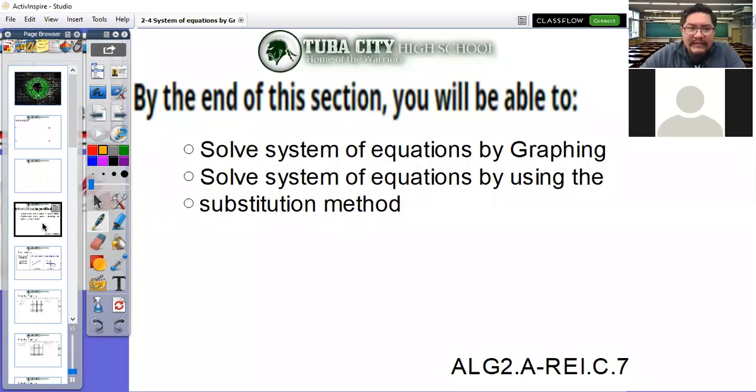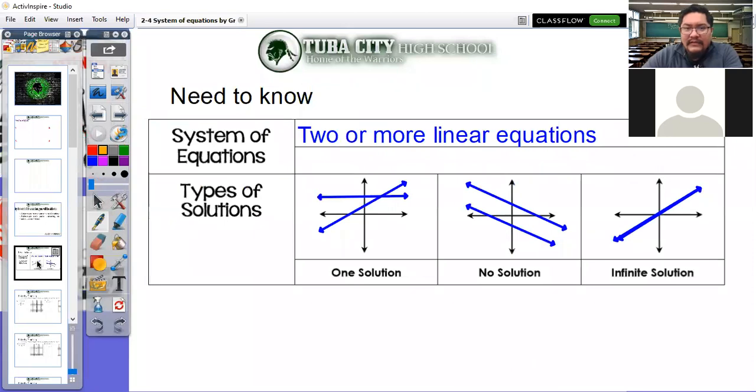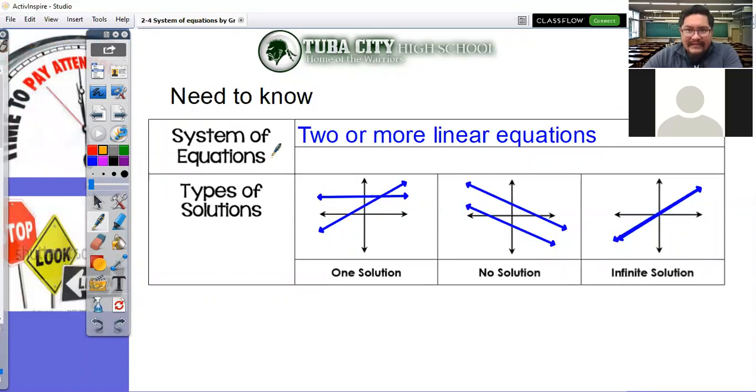So let's see what we got today. Solve systems of equations by graphing and solve systems of equations by using the substitution method. We already worked on graphing, so we already know a couple of things like y equals mx plus b, and start with the b value. For this new lesson, first off, we're going to need to know what a system of equations is.